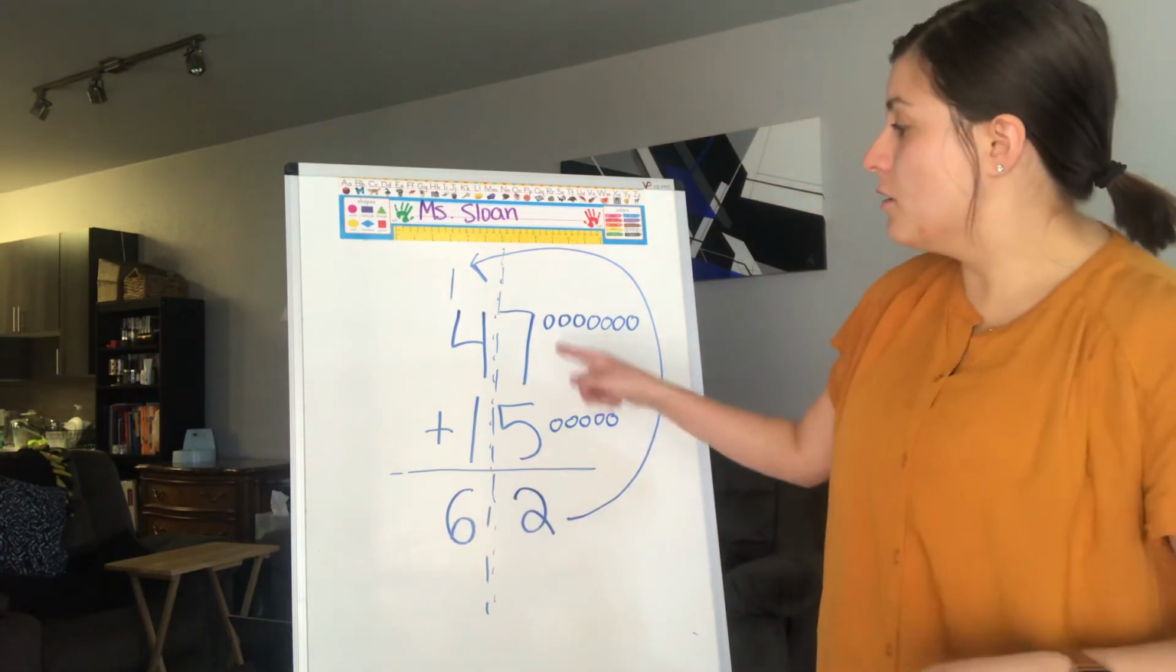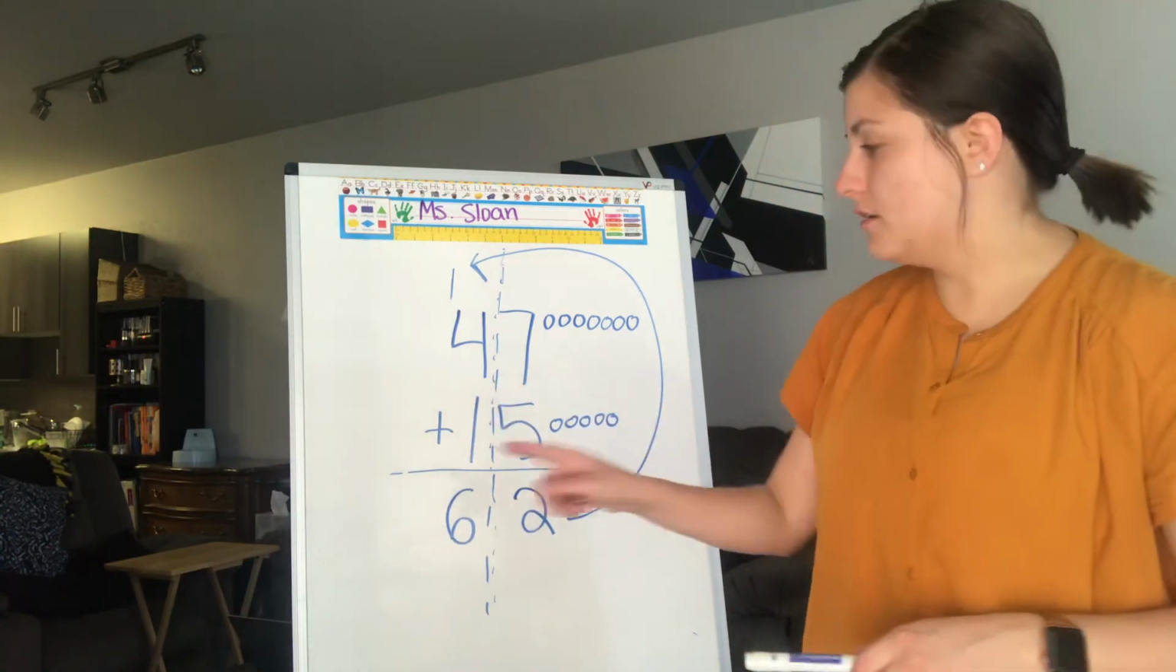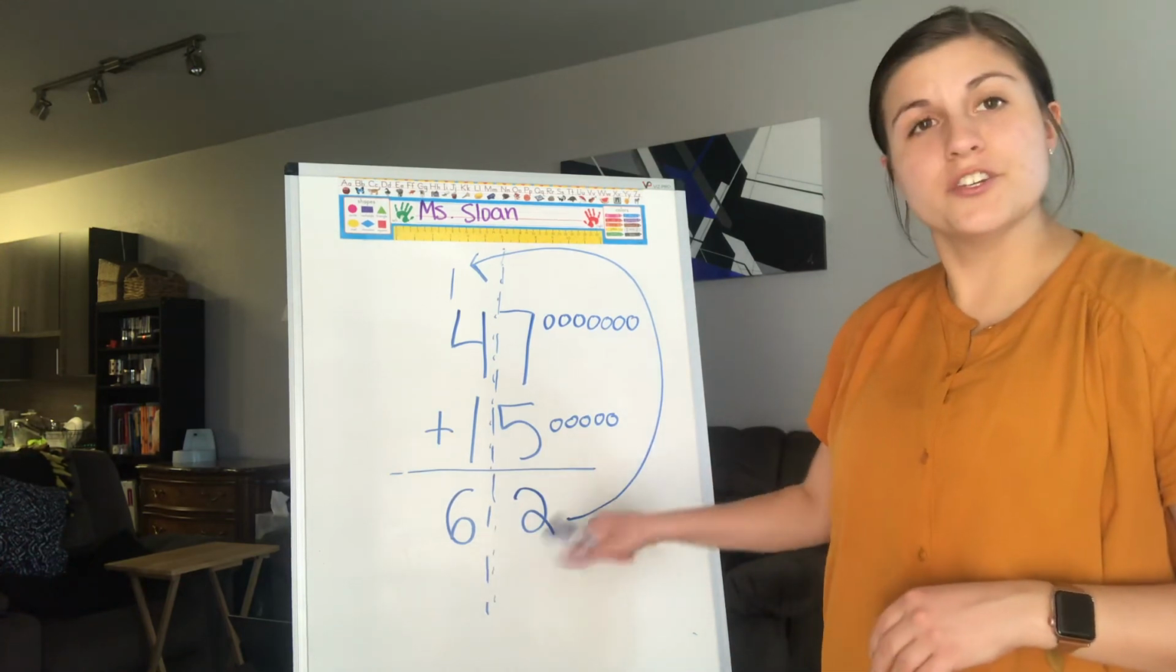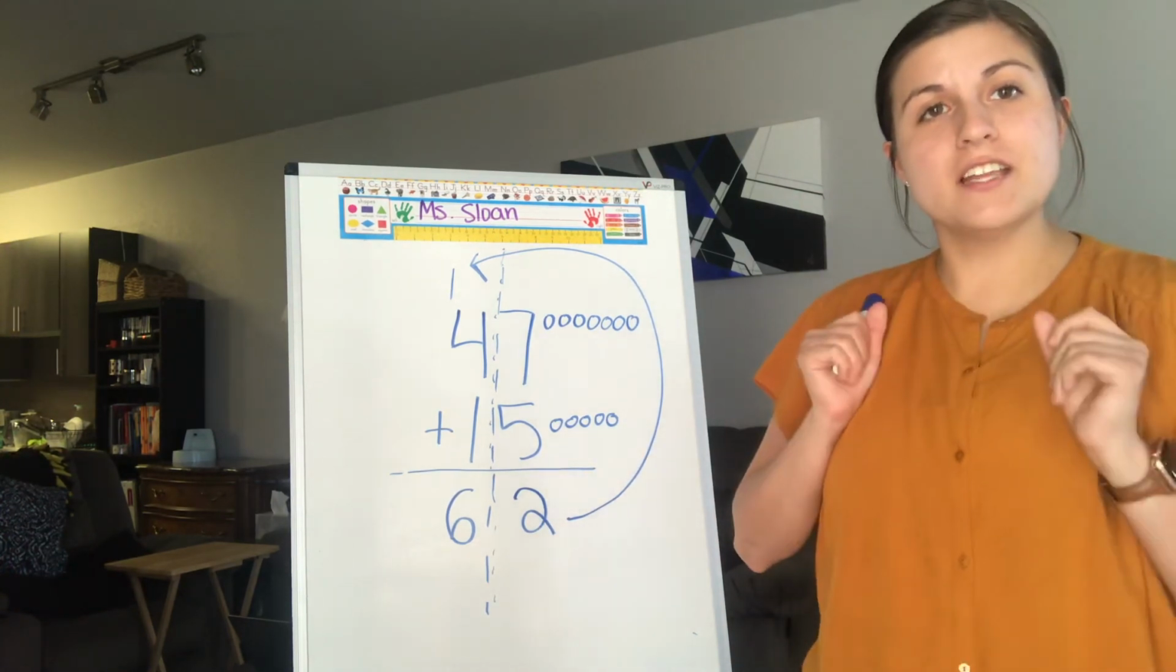So now you know when you add 47 plus 15, you get 62. Now I want you to try this on your own.